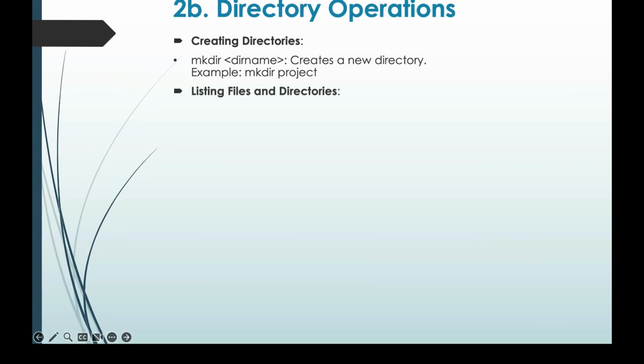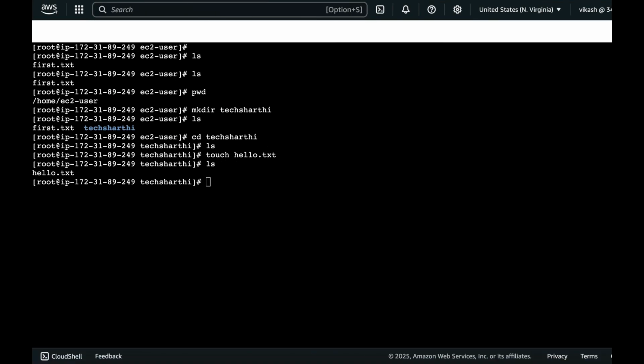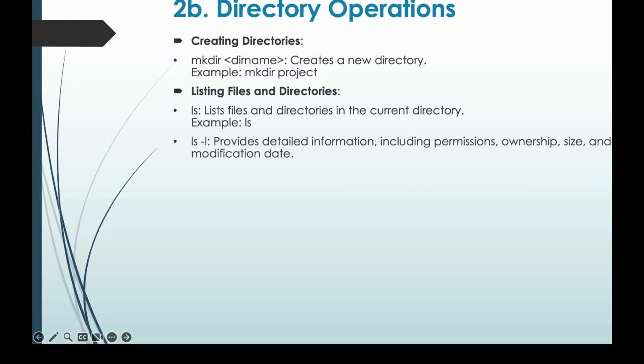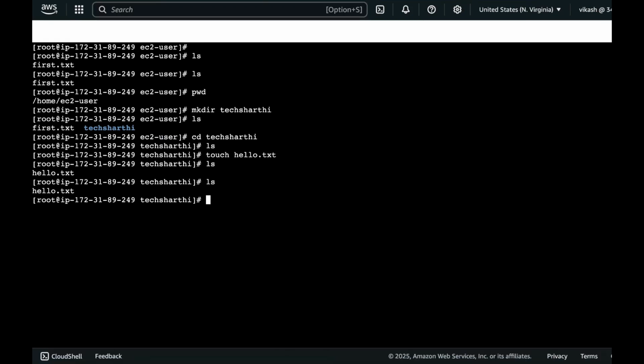Now the next command, listing files and directories. The ls command, as we have used multiple times, will help us to list the directories or the files in a directory. Next is ls minus l, or dash l. This provides more detail, including the permissions, ownership, size, and the modification date as well. So if we want to see all the details of the file that we have recently created, we type ls space dash l and the file name.